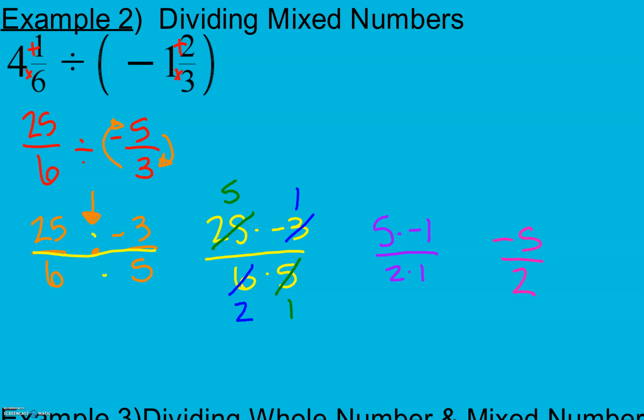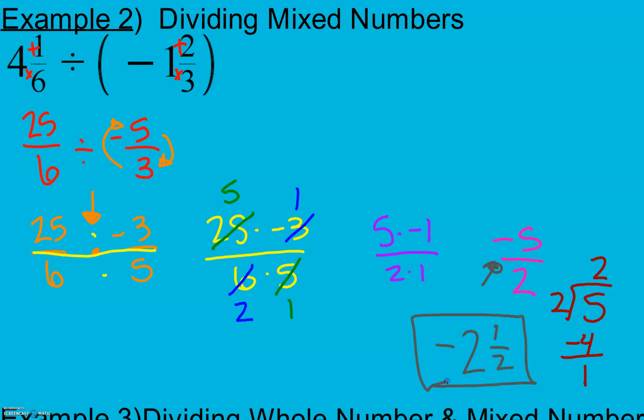Since 5 is greater than 2, we divide. 2 goes into 5 twice, which is 4. Remainder 1. So my answer here then is going to be negative 2 and remainder over denominator, 1/2.